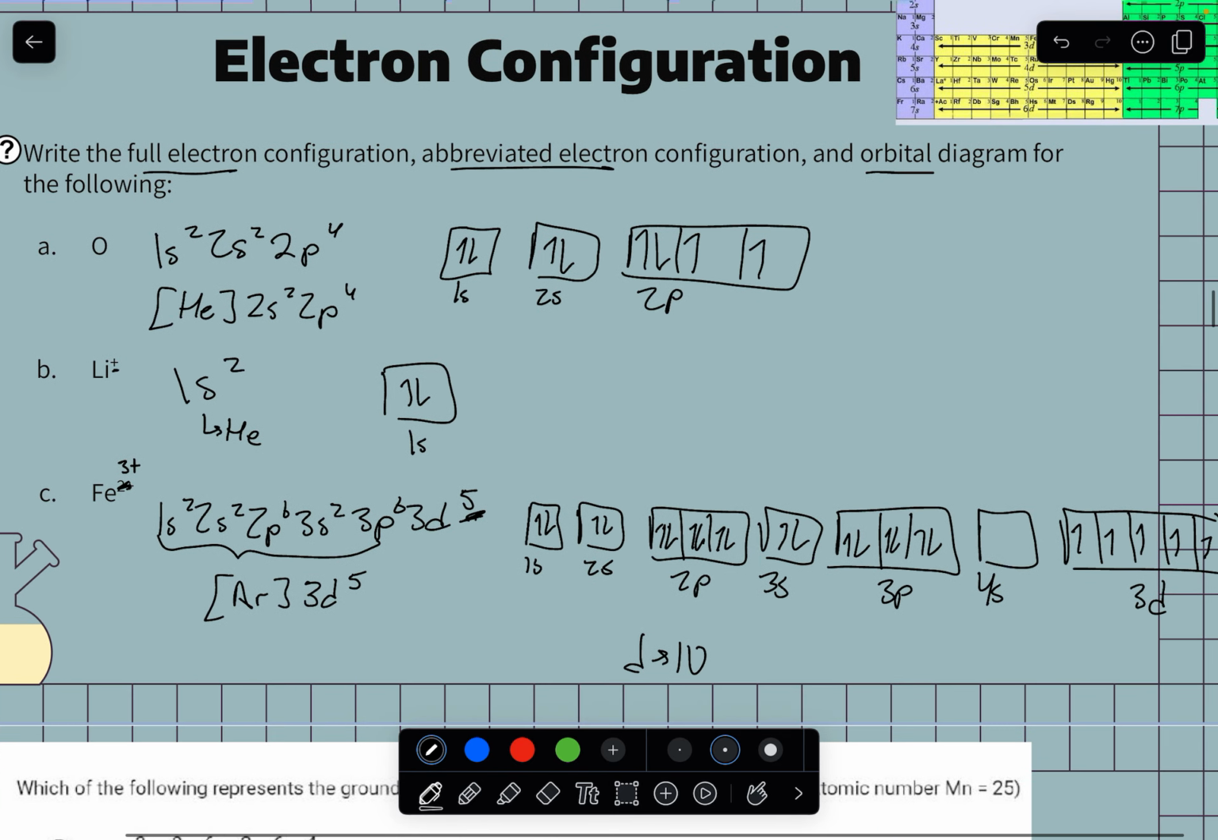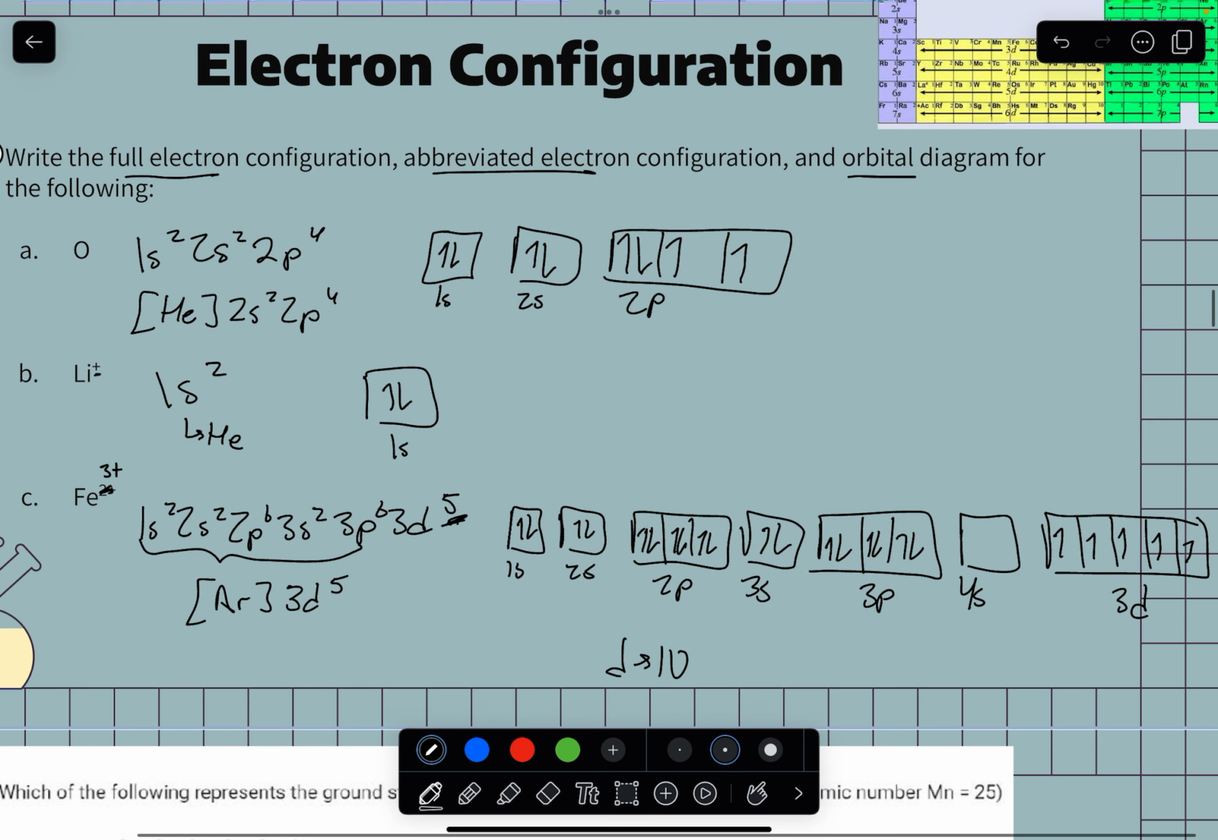Okay. So remember, try these. Make sure you know how to do them. Make sure you know how to write all 3 formats. If you need help with this, let me know. The orbital diagram is new to you, remember? So if you struggle with that, that's okay. We can work on getting better with that.